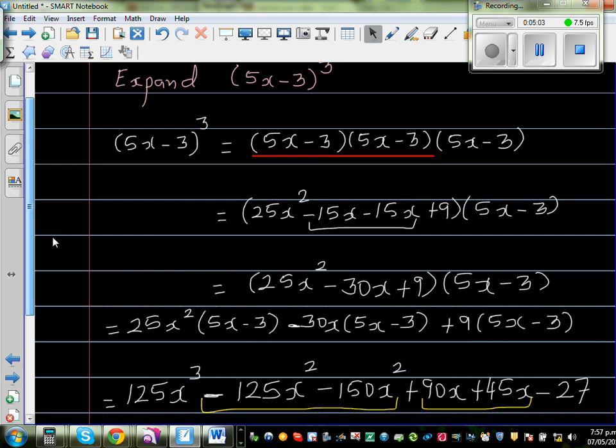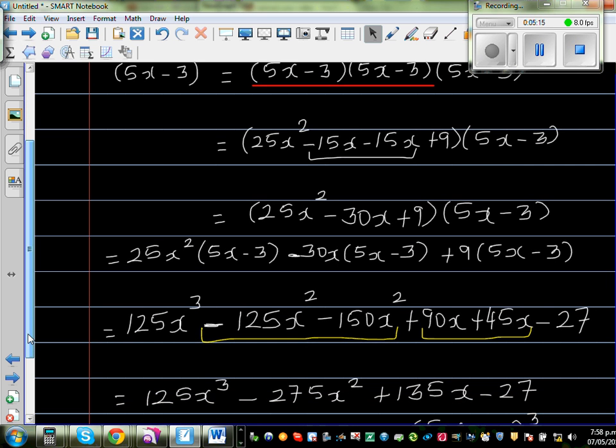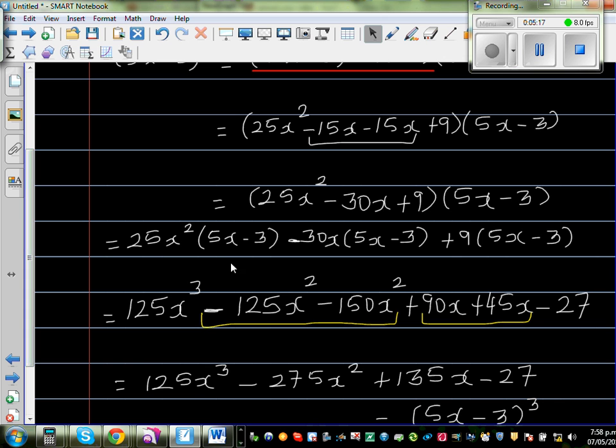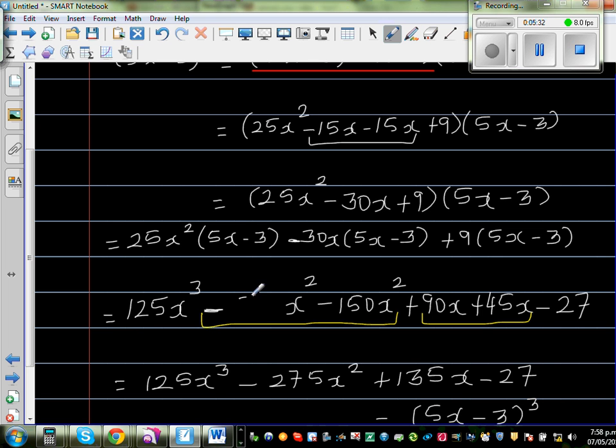Okay, so what is this? This is 25x squared minus 15x minus 15x plus 9. This is right. Okay, so what's happened here? Minus 30x. Okay, so let's see. This is 25 times 5 is 125x cubed. Oh, this is wrong. 25 times 3 is 75. Okay. It's a good exercise. So this is where I'm saying that we all can make mistakes. So this is minus 75x squared.